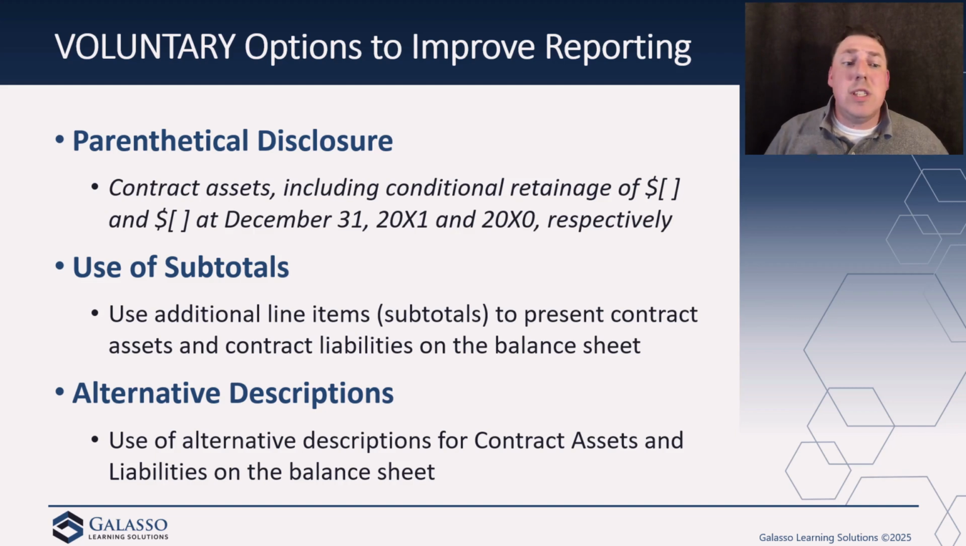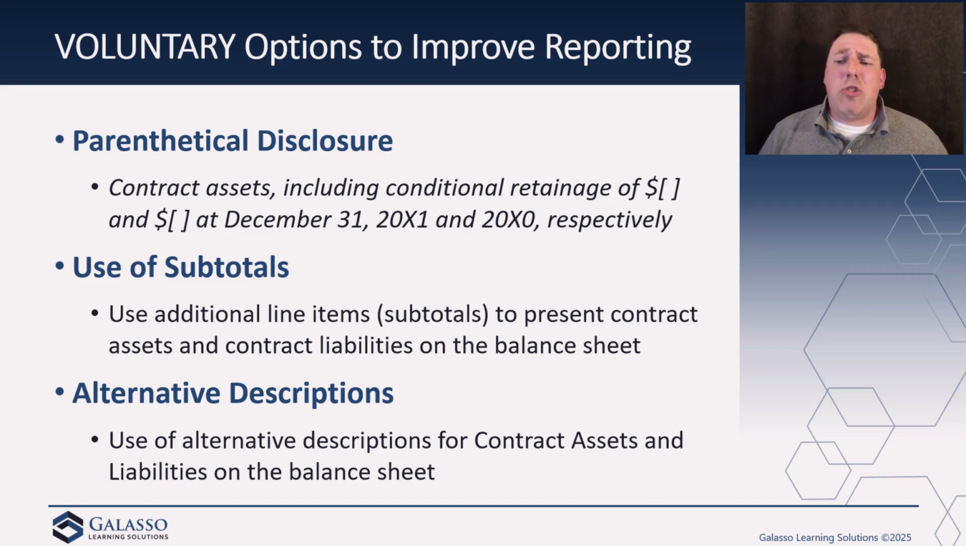So we make it very clear for the users what that retainage amount is. You could also use subtotals. We saw an example of this earlier where we had our line item, right? Our contract asset and contract liability line items. And then down below, we included the specific subtotals that made up those total amounts. Again, it was the retainage amount, conditional retainage, as well as those billings in excess of revenue and revenue in excess of billings.